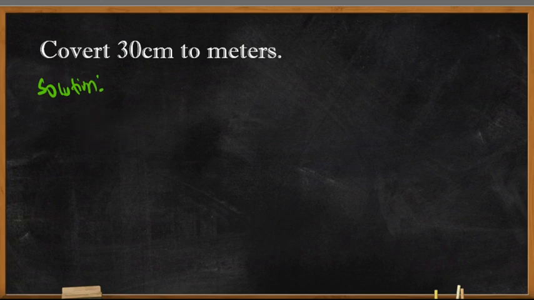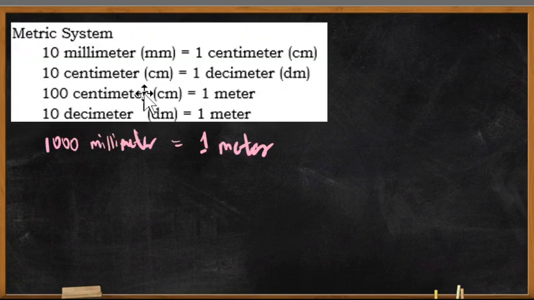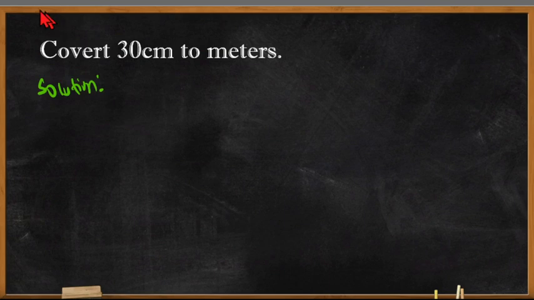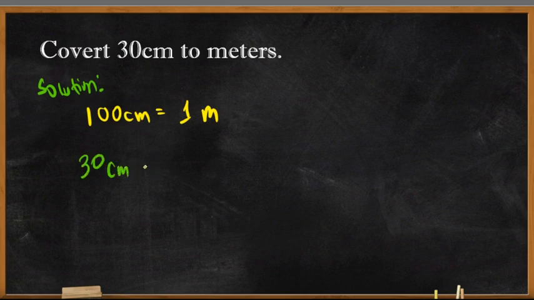We need to go back to this one. The units involved are centimeters and meters. So from this one, we need to copy the centimeter and meter equivalency. Here we have 100 centimeters is to 1 meter. Then we just copy the given, so we have 30 centimeters. Then that will be multiplied by, again, the unit below will be the centimeter because that is the given unit, so 100 centimeters, then 1 meter.